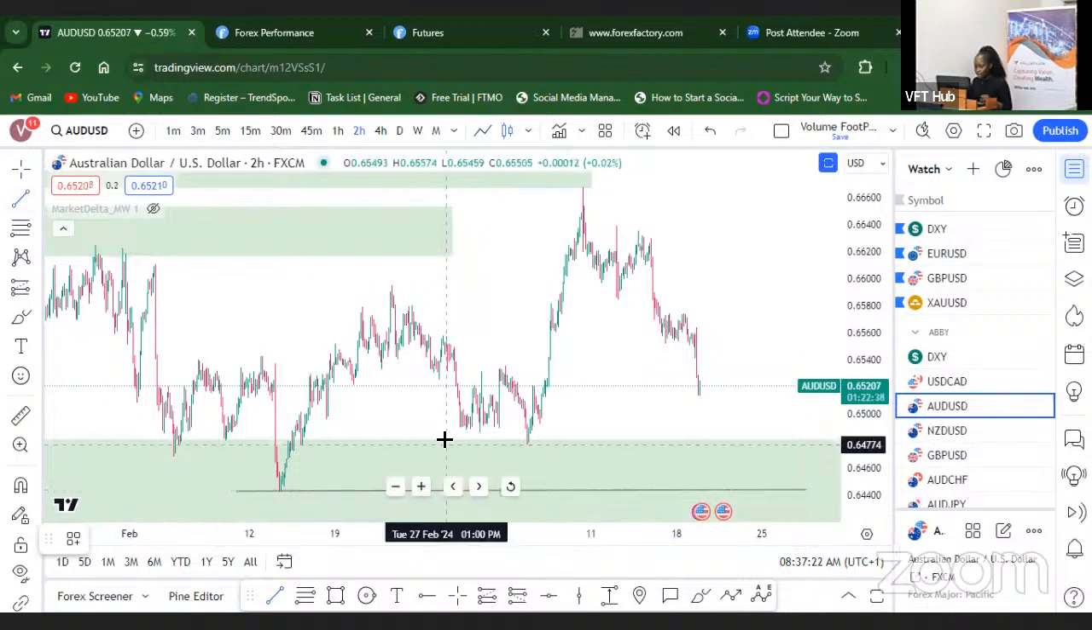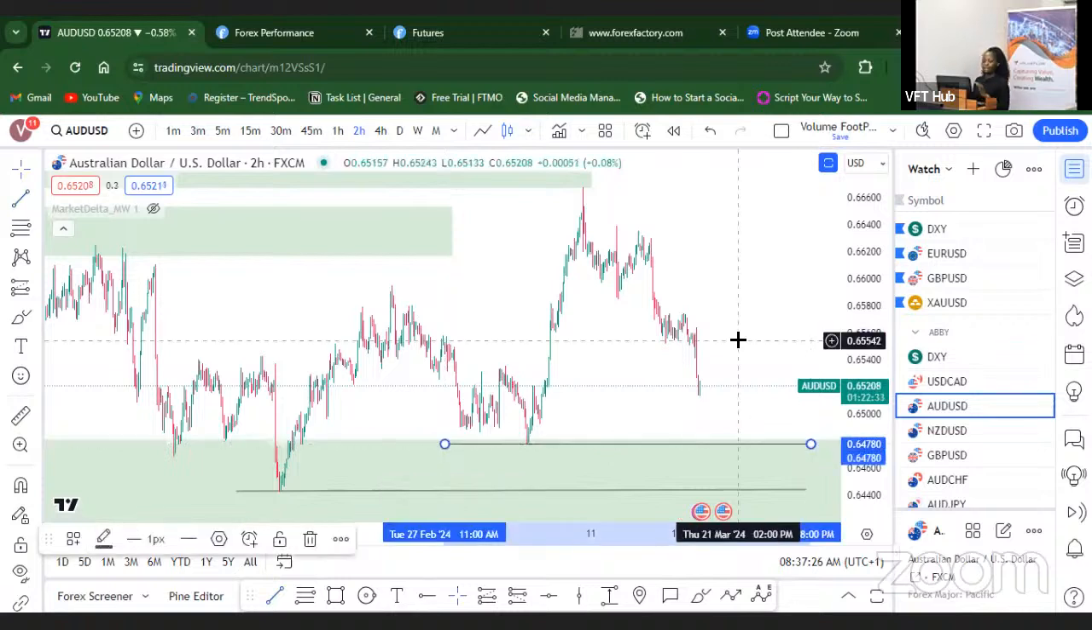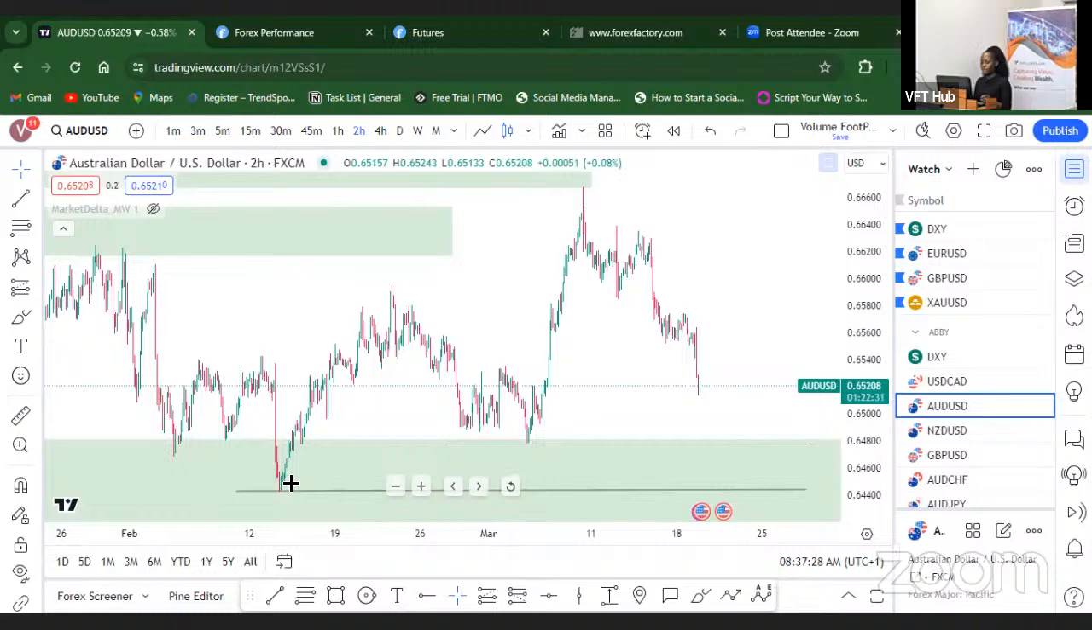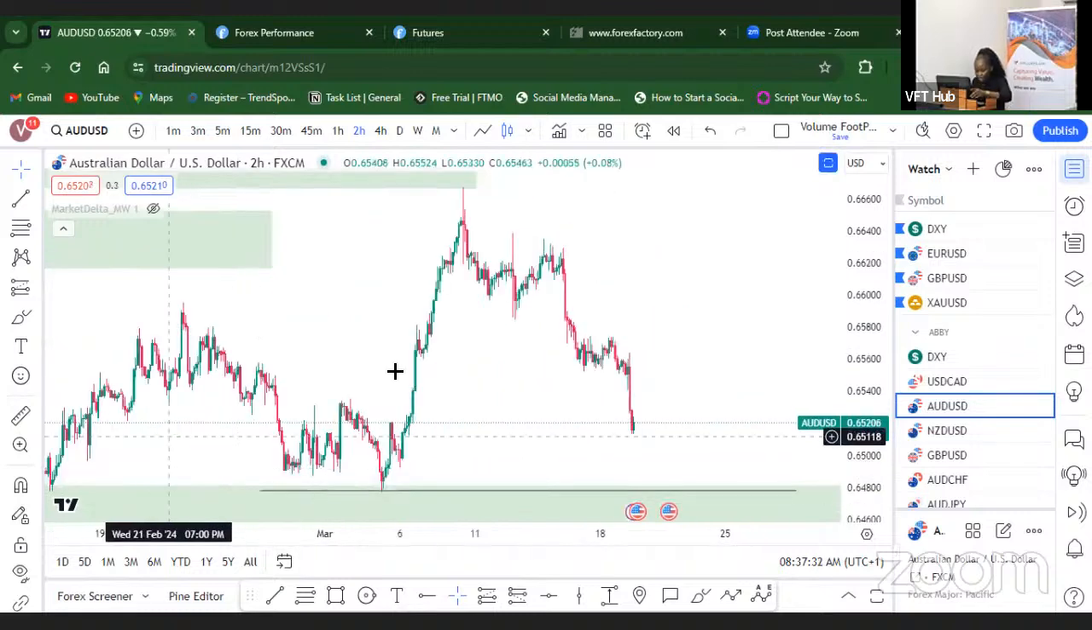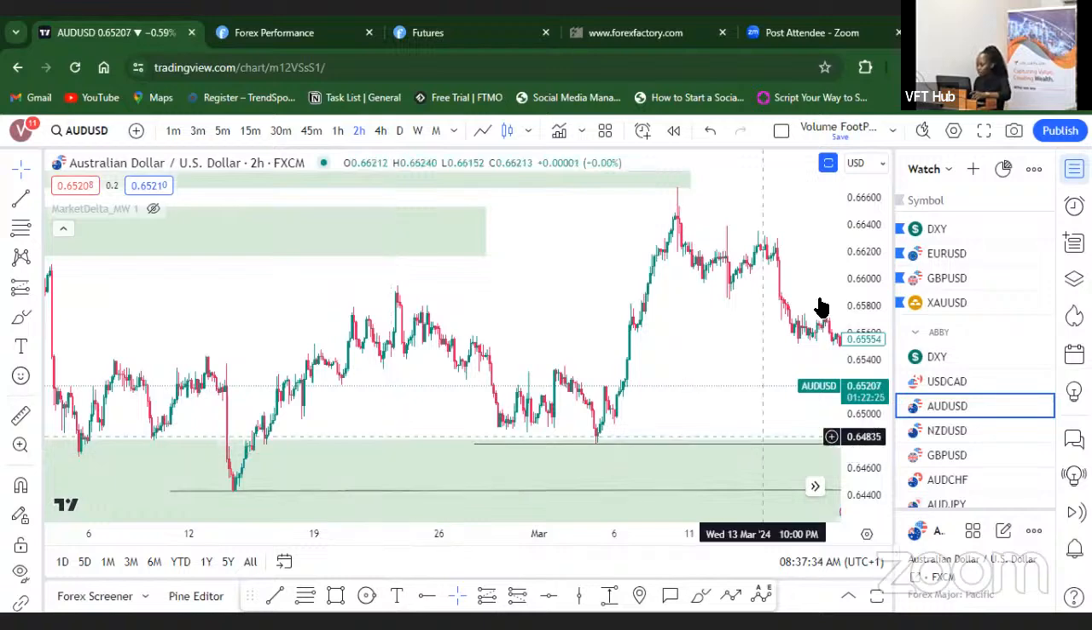I'm going to mark out here as well, right? So I expect AUD/USD to trade all the way into this, trade into our other block which we have here to have a more specific entry. So it's going to come back in here, take out this level, trade into our other block which is right here.